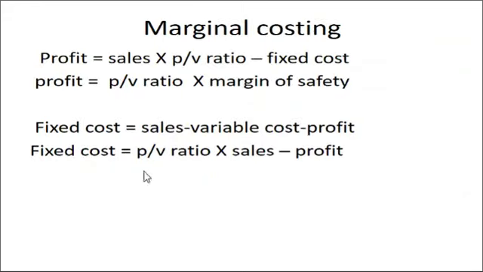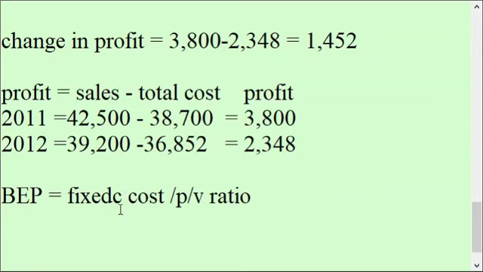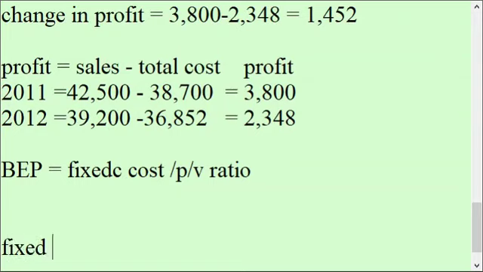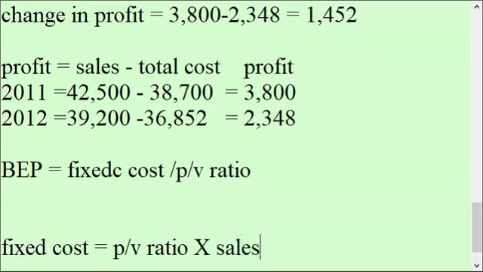What was the formula? Yes, fixed cost is equal to sales minus variable cost minus profit, or PV ratio into sales minus profit. Remember, sales minus variable cost is not given in the problem. So we go for this formula: fixed cost is equal to PV ratio into sales minus profit. We'll write the formula to find out the fixed cost: PV ratio into sales minus profit.